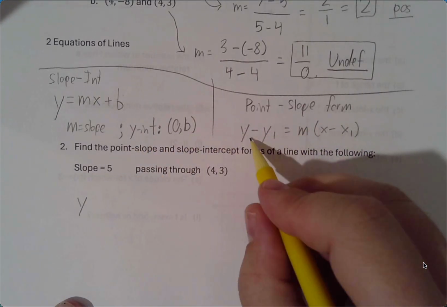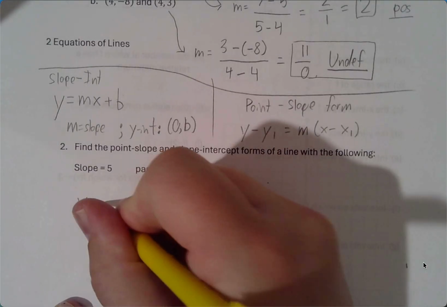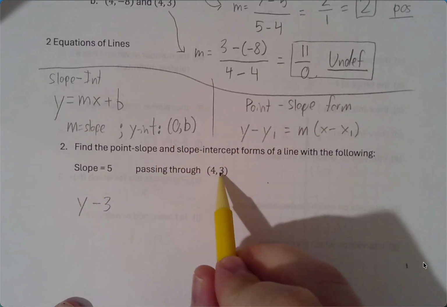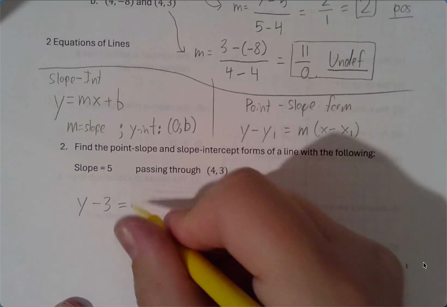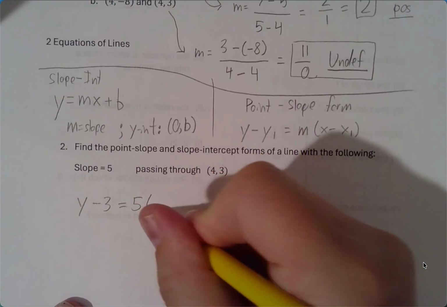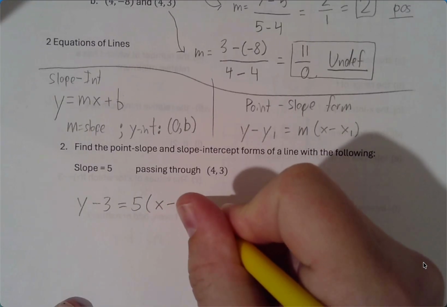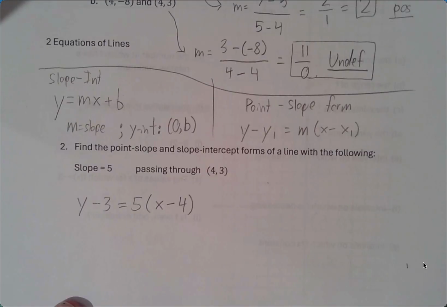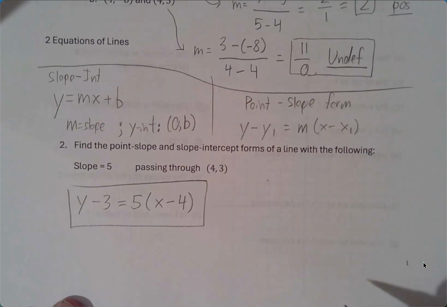It'll be y, just y, minus the y value of the point they gave me. Remember, the y value is the second one that's written down, x and y, equals m, my slope, which they told me was 5, times general x minus the x value that was given in the point. Now this is your point slope form, put a box in it, you're done.